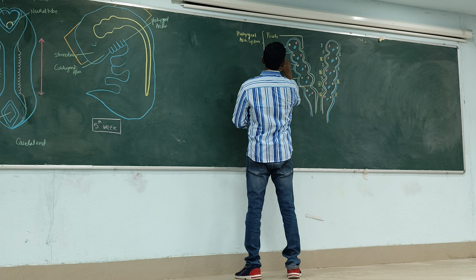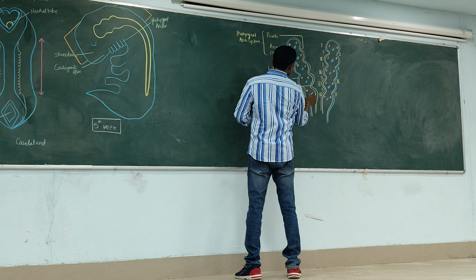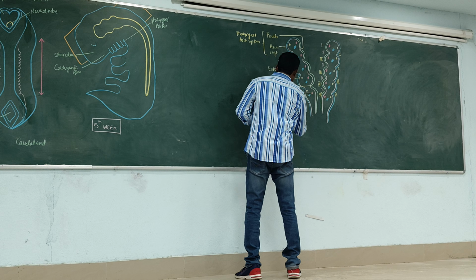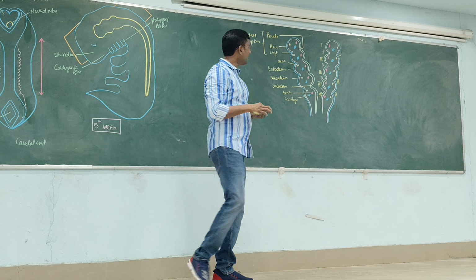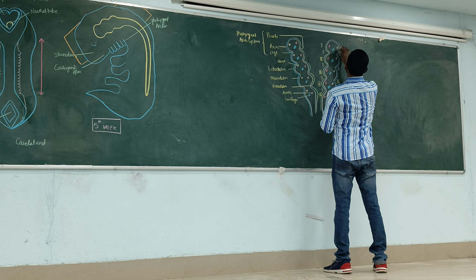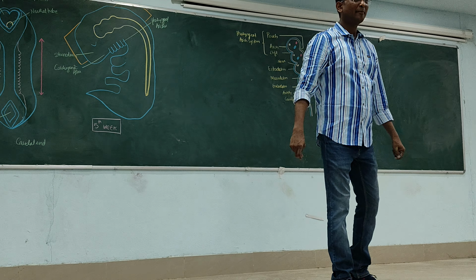This is the nerve of the arch, and this is the artery. And also the blue one, this is the cartilage. These nerves of each pharyngeal arch, I just wanted to label them here. The nerve of the first pharyngeal arch is nothing but the 5th cranial nerve. What is that? The trigeminal nerve, right?